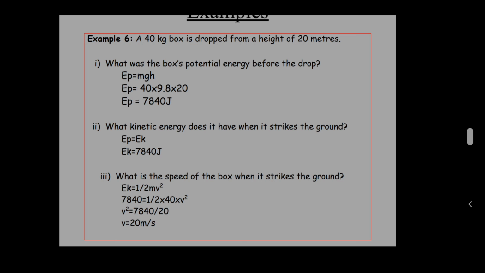EK equals a half mv squared. We just rearrange it again. 7840 equals a half of 40 times v squared. So half of 40 is 20, sorry. So then therefore 7840 divided by 20 gives us v squared. A square root of that answer would give us 20 meters per second. So again, easy way of doing it, step by step. Take a photo, stop it, pause it if you need to look at that again. But that is a classic conservation of energy question.